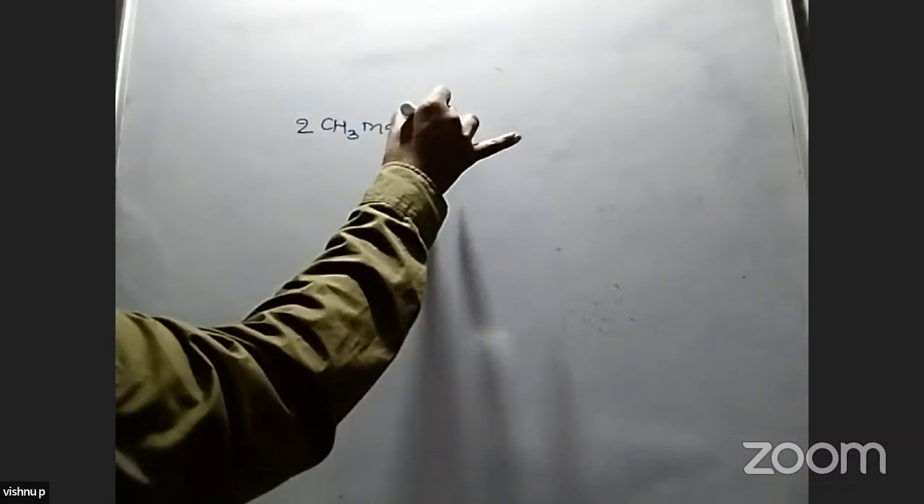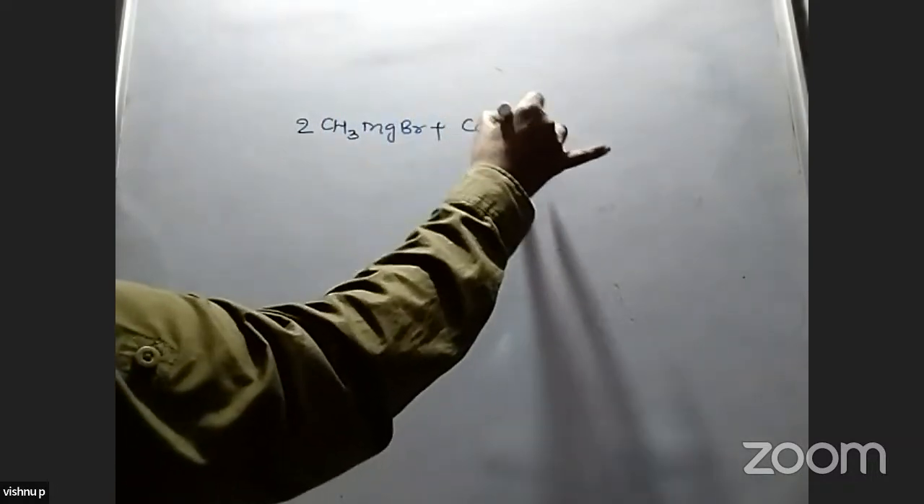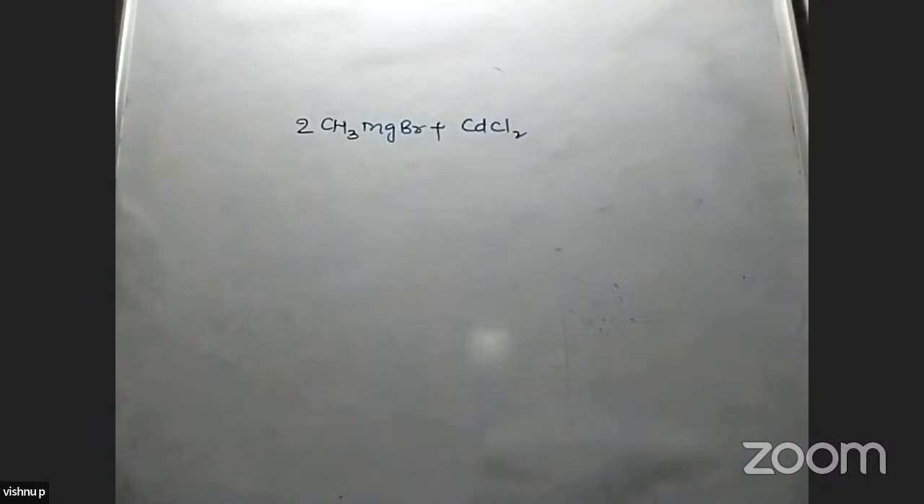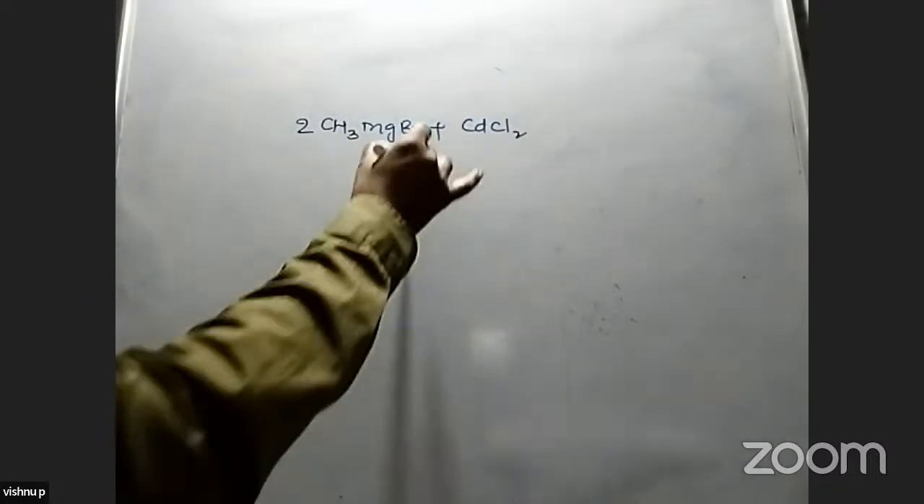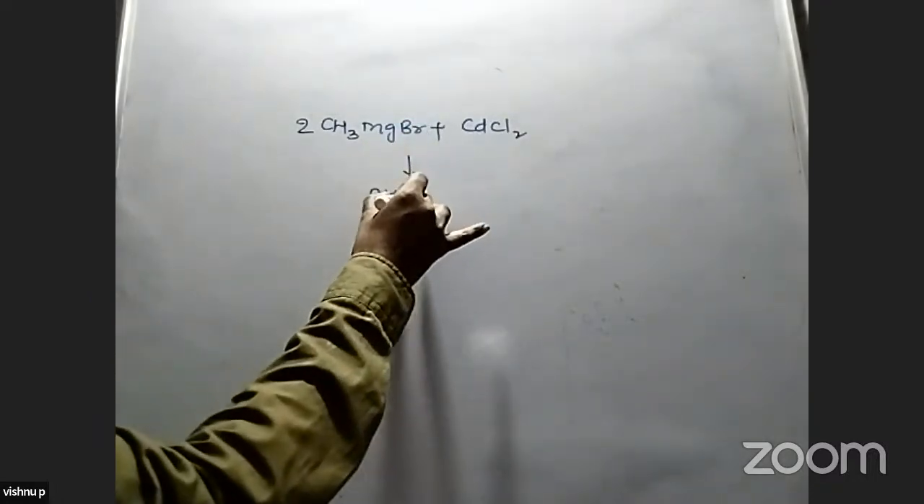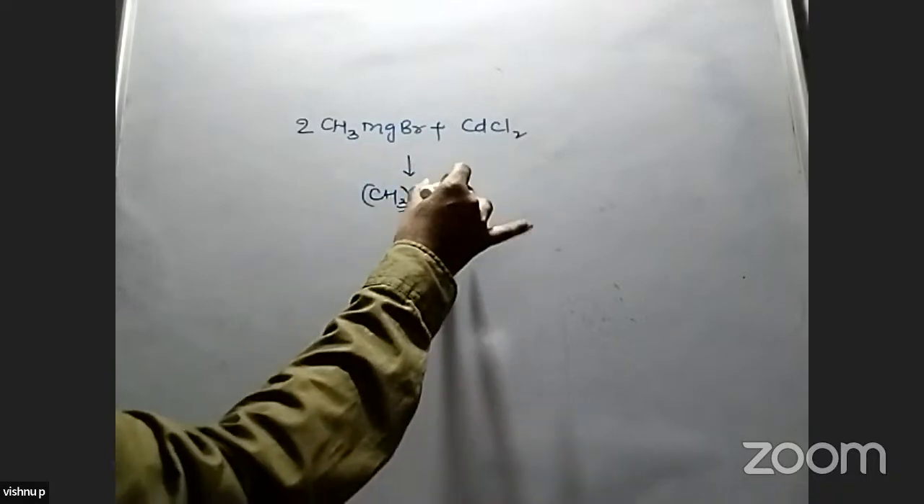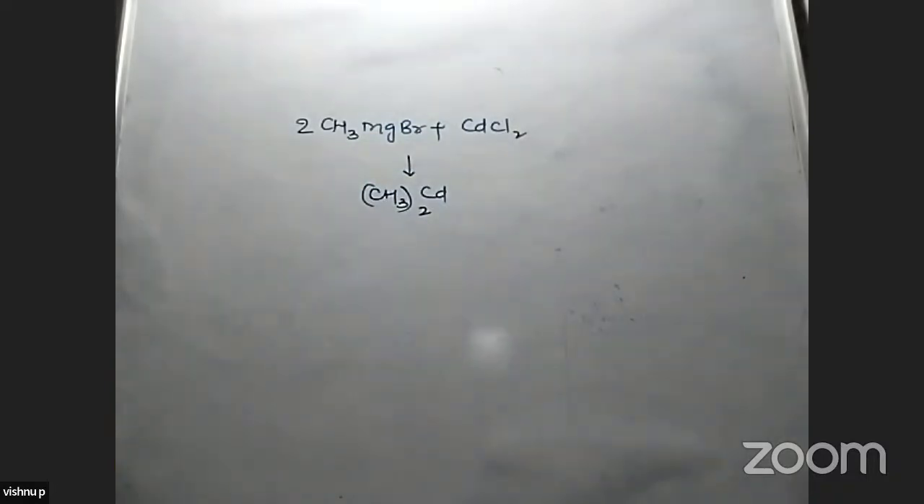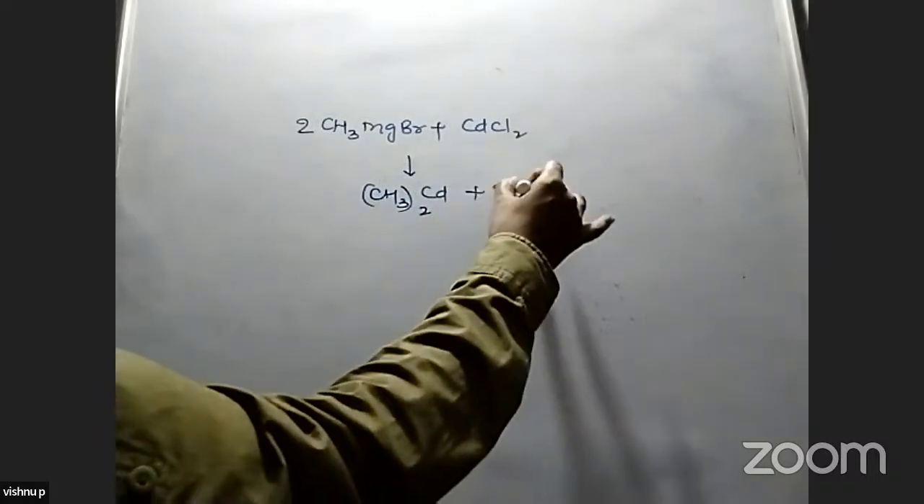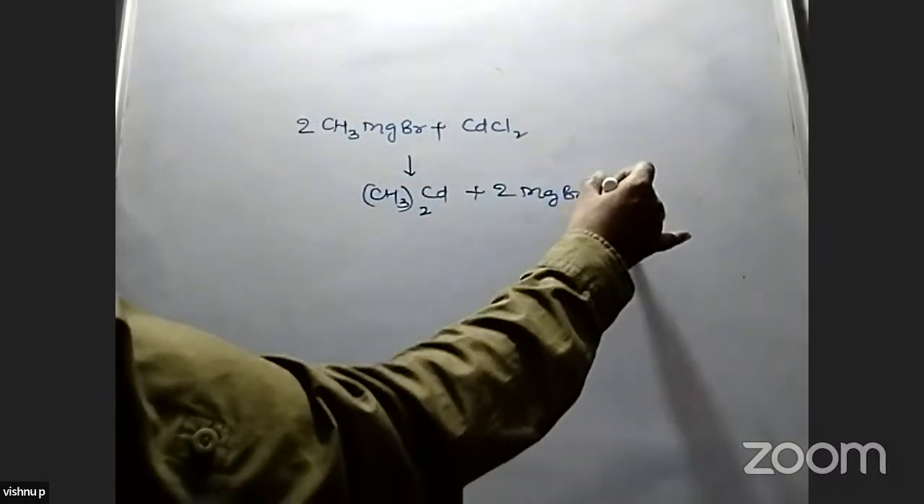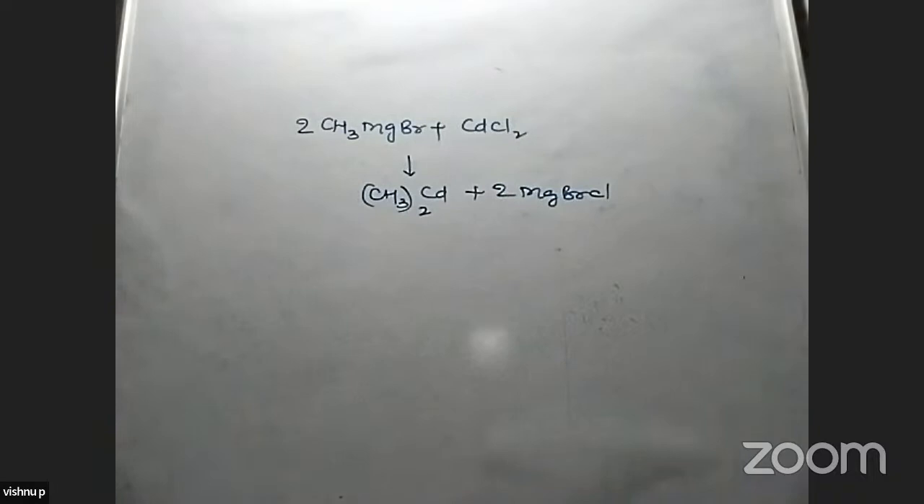Next is Grignard reagent reacting with cadmium halides. There are 2 moles of Grignard reagent reacting with cadmium chloride. So this is also an important preparation method. So what type of compound is formed here? CH3 taken twice with cadmium. Dimethyl cadmium is formed with 2 moles of MgBrCl in this reaction.